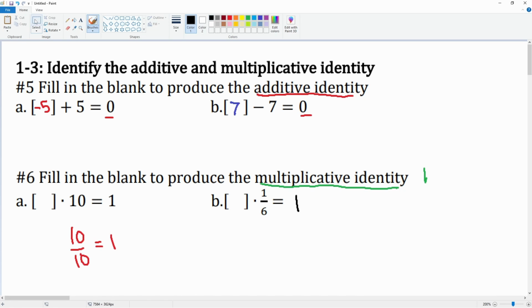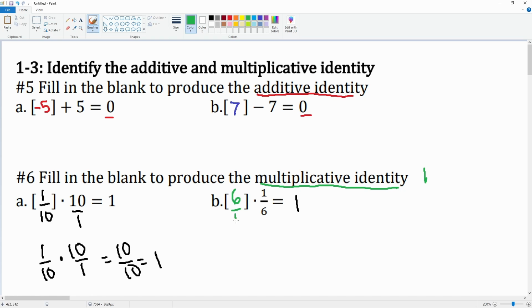So here you can think about this 10 as just 10 over 1. The reciprocal of that would be 1 over 10, because 1 over 10 times 10 over 1 gets you 10 over 10, and that gets you the number 1. So that works. Same thing here, we're trying to get the number 1, so we're trying to multiply by the reciprocal. The reciprocal of 1 over 6 is 6 over 1. If we multiply it, 6 over 1 times 1 over 6 gets you 6 over 6, which equals 1.